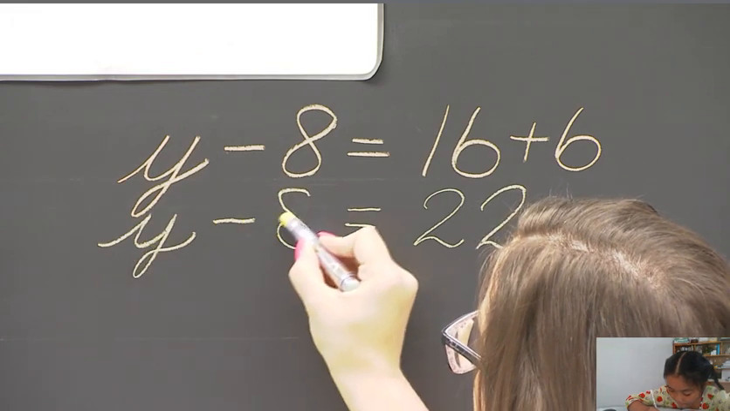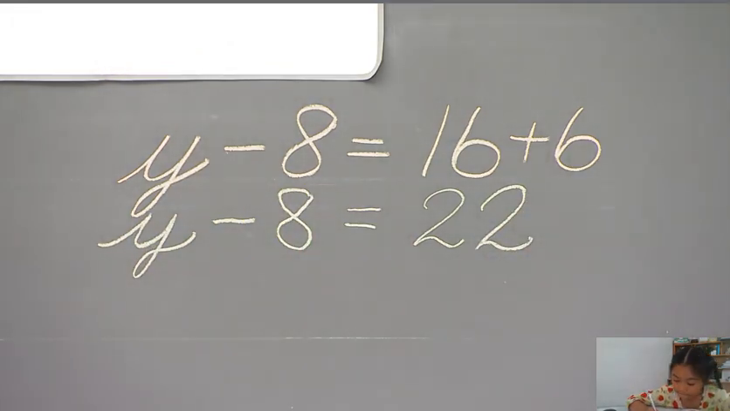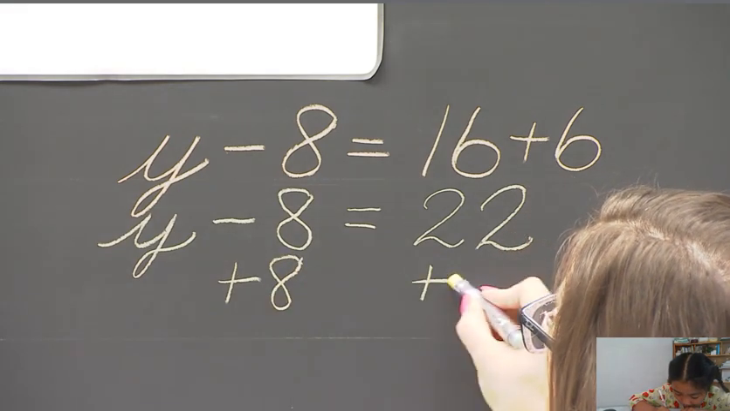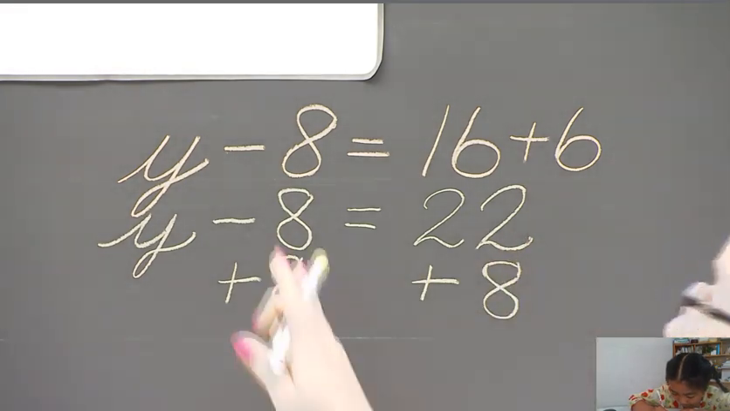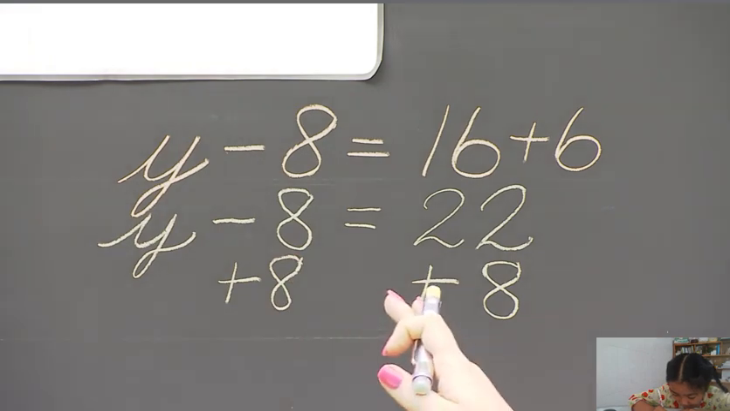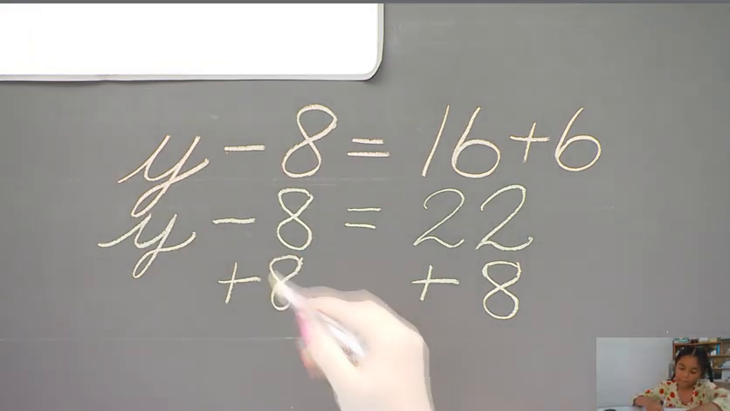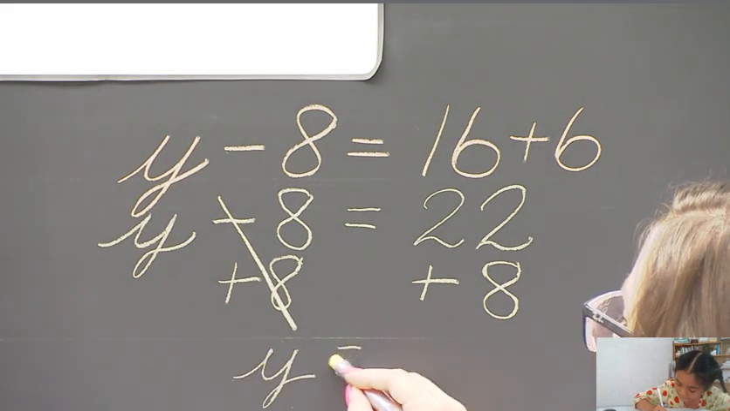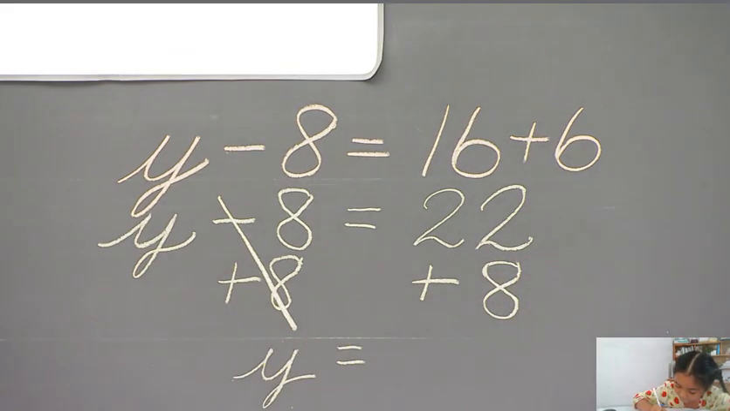y minus 8. Now, the next thing we need to do is get the letter by itself. How do I do that, Morgan? Add 8 to both sides? Yes, so I'm going to add 8, but not just to one side, to both sides. Notice she said add and not subtract. We're already subtracting, so we do the opposite of that, which is adding. On this side, the 8's cancel. We're just left with the y. So y equals whatever our fact here equals.